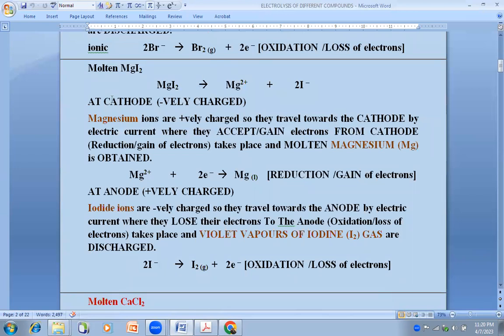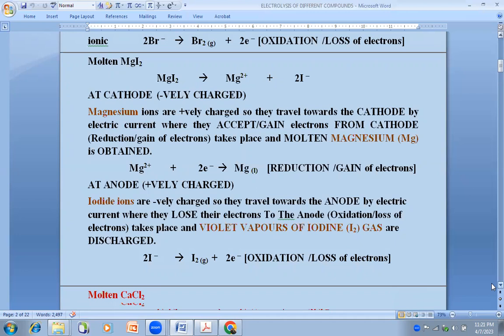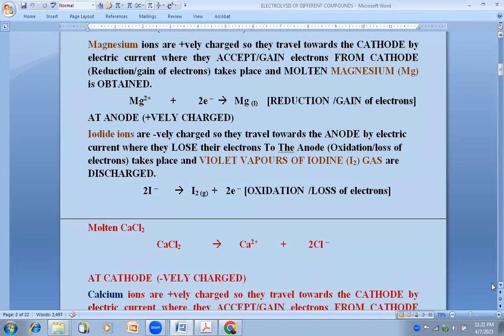At the cathode, which is negatively charged, called the negative plate, magnesium ions are positively charged, so they travel towards the cathode by electric current, where they gain electrons from the cathode. So reduction takes place and molten magnesium is obtained. The appearance of this metal is silvery white. This is called the ionic equation that takes place at the cathode. Magnesium ion gains electrons. As a result, molten neutral magnesium atom is formed.